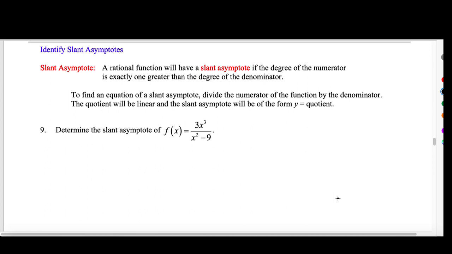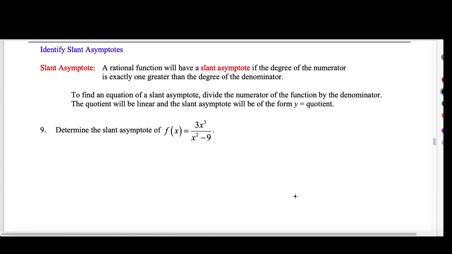To find an equation of a slant asymptote, what we can do is divide the numerator of the function by the denominator, and the quotient will be linear, and the slant asymptote will be of the form y equals the quotient. Okay.